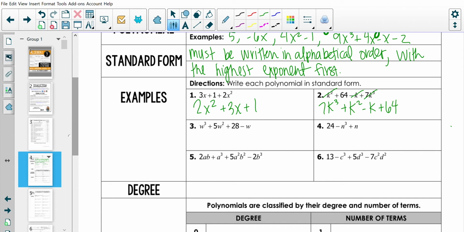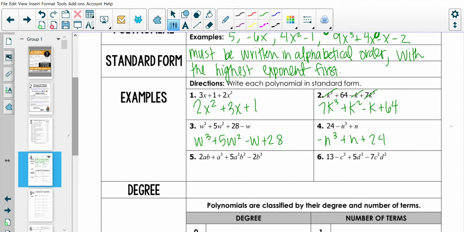Okay, number 3. What's the only thing that needs to change? Flip the last 2. So w cubed plus 5w squared minus w plus 28. Okay, number 4. Negative n cubed plus n plus 24.